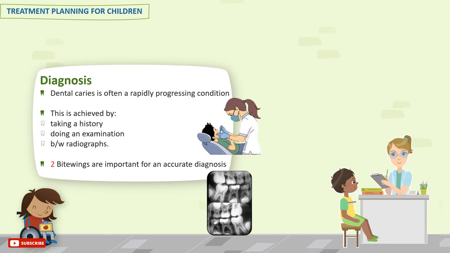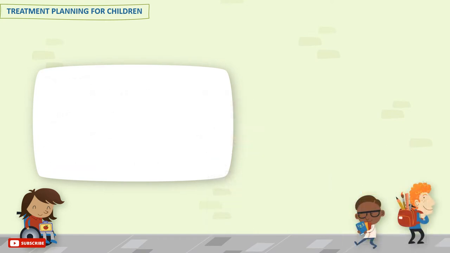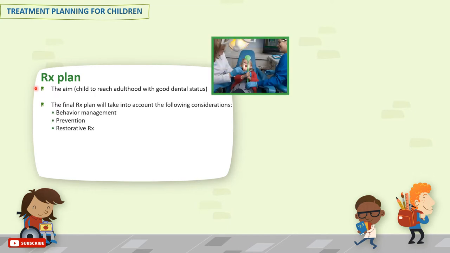Treatment plan. The ultimate aim in dentistry for children is for the child to reach adulthood with good dental status and a positive attitude towards dental health and dental treatment. The final treatment plan will take into account the following considerations: behavior management, prevention, and restorative treatments. Remember to consider the developing occlusion and the long-term prognosis of first permanent molars.